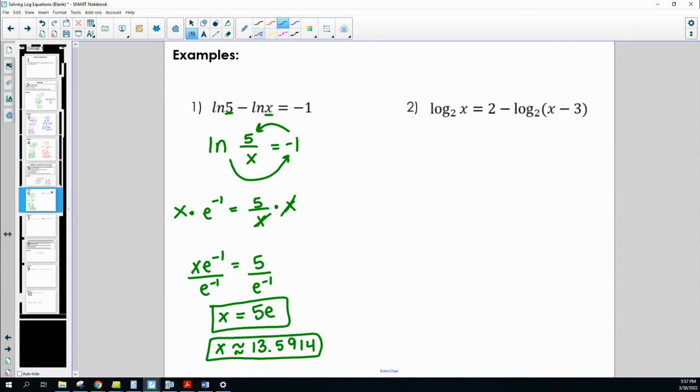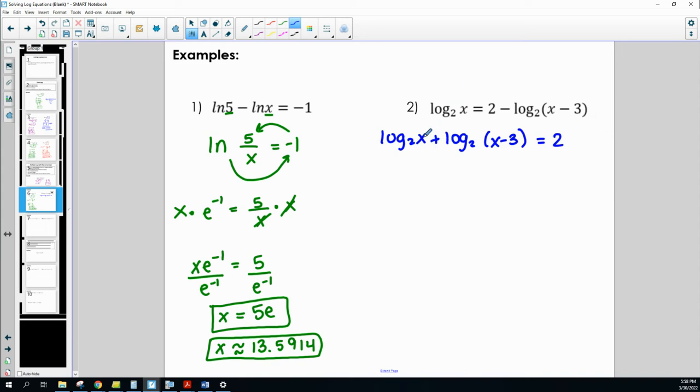Okay, if we look at number 2 over here, the logs are not on the same side. So the first thing I'm going to do is bring the logs together. I'm going to add this log to the other side. So I'm going to have log base 2 of x plus log base 2 of x minus 3, and that's going to be equal to 2. So I just moved this log to the other side. So now we have the logs together on one side, non-logs on the other side.